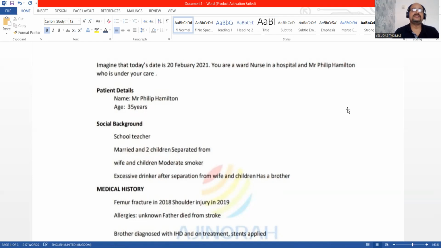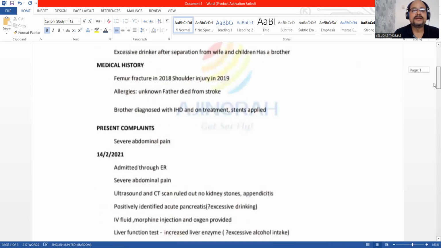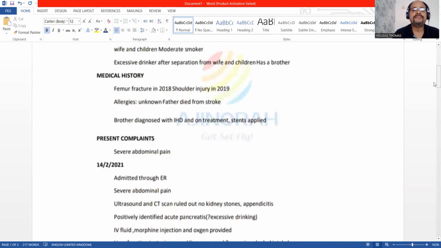Now, the social background here is not needed because the general practitioner knows who exactly he is, whether he's married or separated, or what his condition is. All these things are known by the general practitioner, so we don't need that there. Now, the medical history: femur fracture, allergies, brother diagnosed with IST. We don't need all these things. In essence, it's a non-case. The conditions are known by the general practitioner himself.